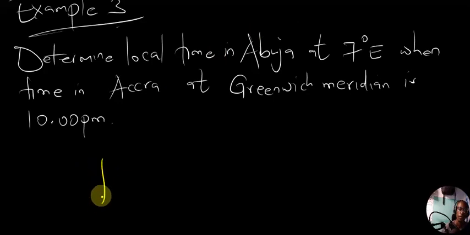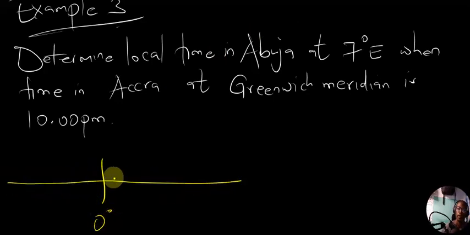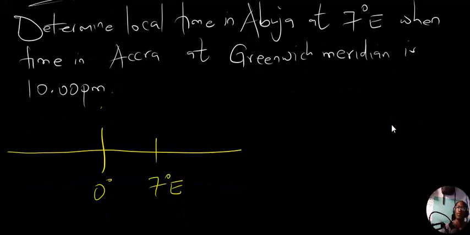So we are going to have this. This is 0 degrees, the Greenwich meridian. While Abuja, it is 7 degrees east. This is not south, east is this side. So 7 degrees east. This is Abuja. Time at the Greenwich meridian is 10 p.m. So the time here is 10 p.m.